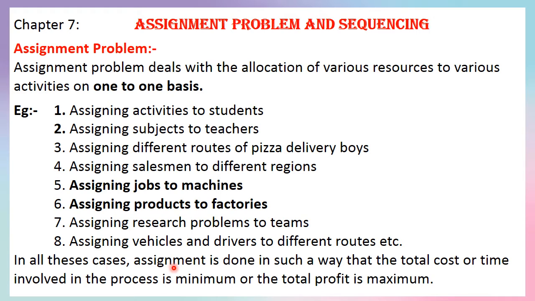In all these cases, assignment is done in such a way that the total cost or time involved in the process is minimum, or the total profit is maximum. To minimize the time and cost and maximize the profit, we allocate or assign the jobs to machines or products to factories, etc., in such a way.